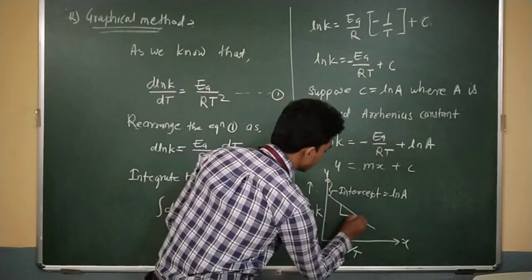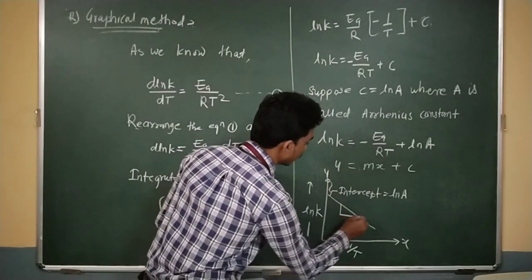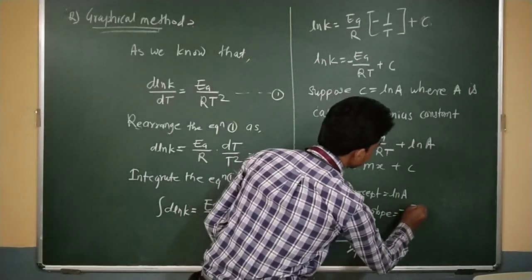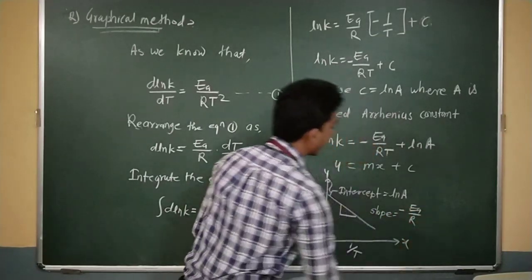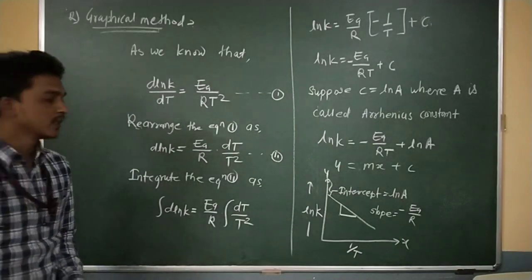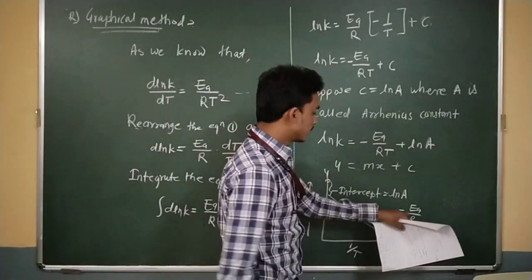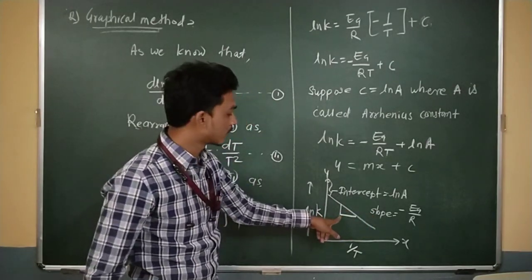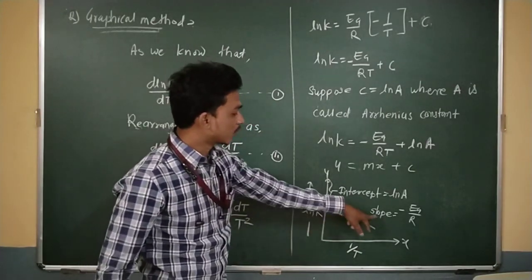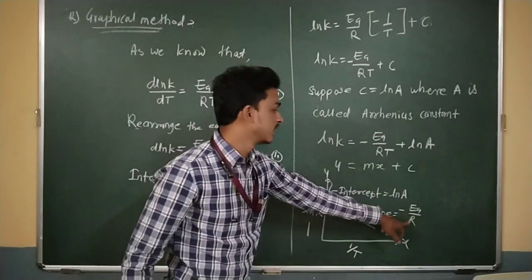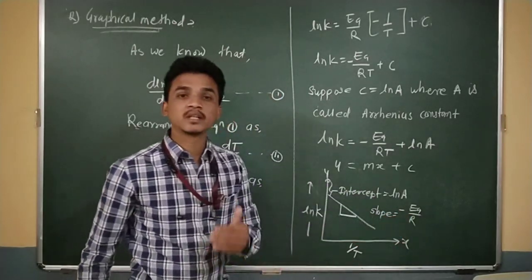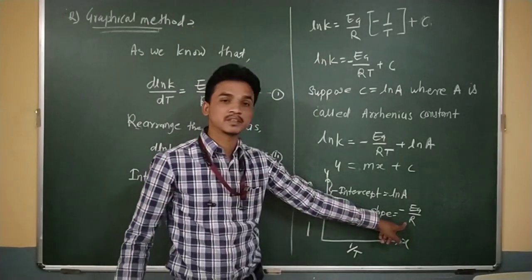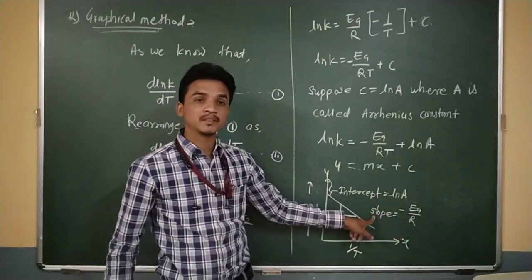And the slope value. Here is your slope. So the slope value is what? Minus EA upon R. So on the basis of this slope value, after I find out the slope value, I can calculate the R value. R is what? Molar gas constant. We know the value of this R, we know the value of this slope.